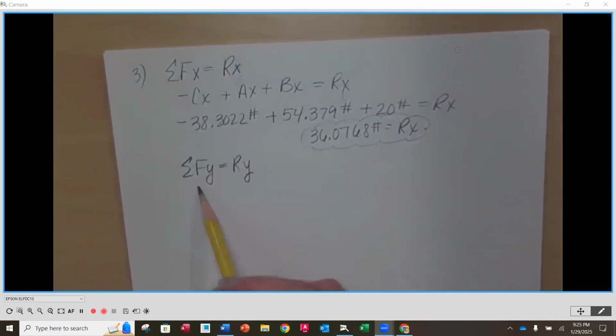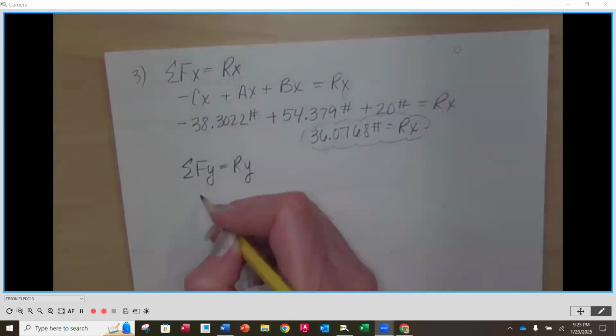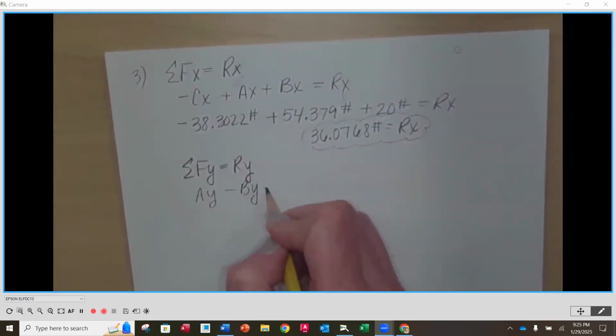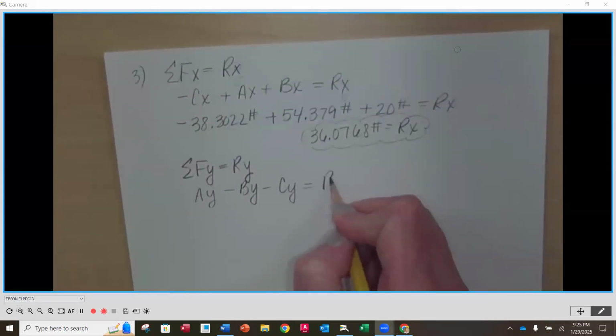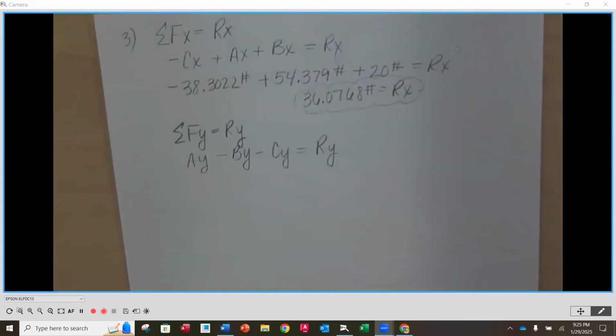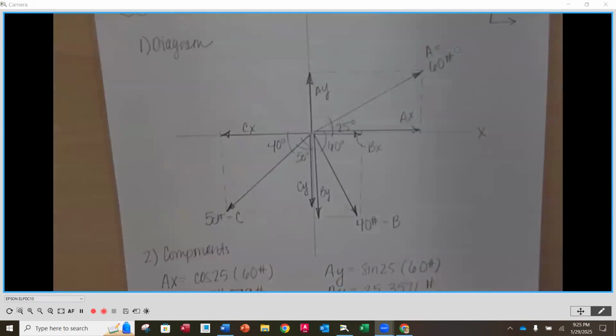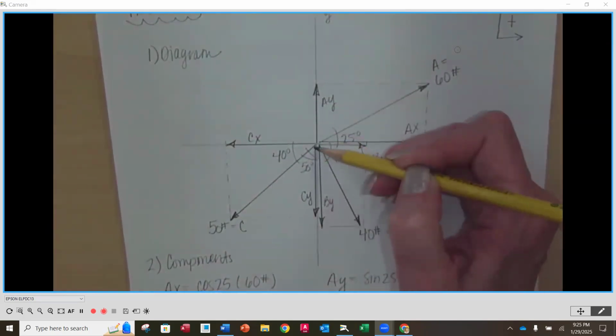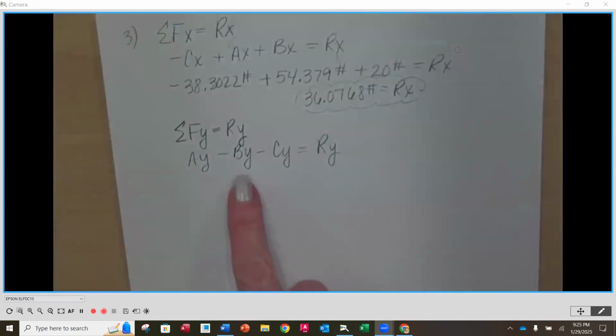All right. So I have a positive AY because it's going up, minus BY, minus CY, is equal to the resultant Y component. And that's dictated by the AY pointing up, BY pointing down, CY pointing down. So those are the negatives.